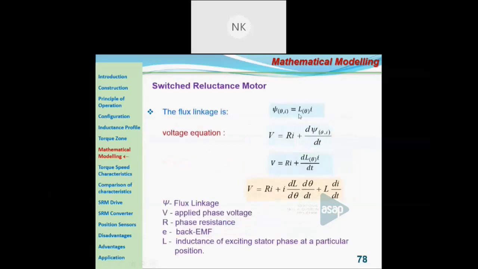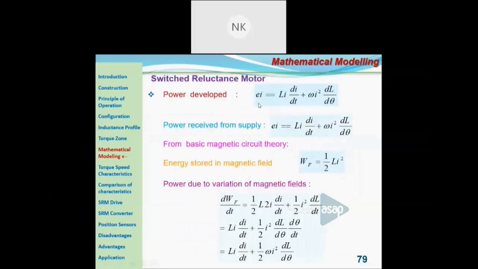Then the flux linkage psi is equal to this one, and the same expression you can expand. The power received from the supply will be E into i, so you multiply it with i. From the energy stored in the magnetic field, Wf, the stored energy, is half L i square. For the power due to the variation of the magnetic field, you differentiate with respect to t, and the final expression will be like this.